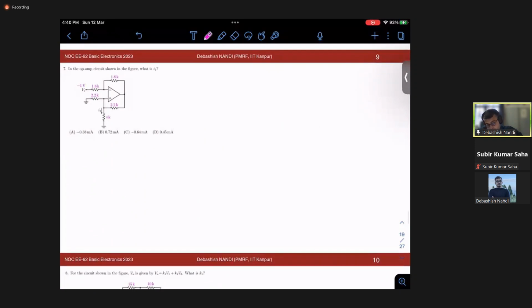So moving on to the next problem. This is again a problem where I need to find out I1. To find out I1, I need to find out this voltage. How can I get this voltage? I can use that this and this voltage are the same. So let's say it is Vx. I am applying KCL at this node: minus 1 minus Vx by 1.8 equal to Vx minus V naught by 1.8. Right, so here minus 1 minus Vx equal to Vx minus V naught. That means your V naught is 2Vx plus 1.